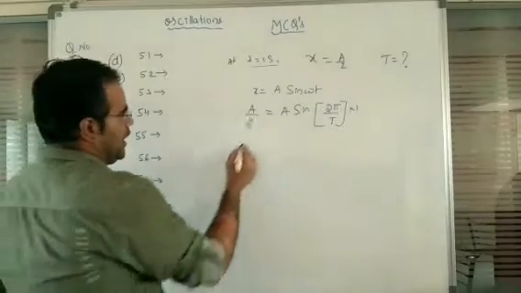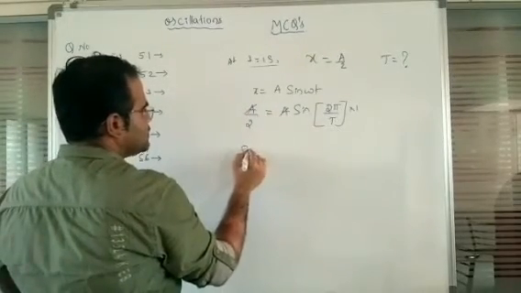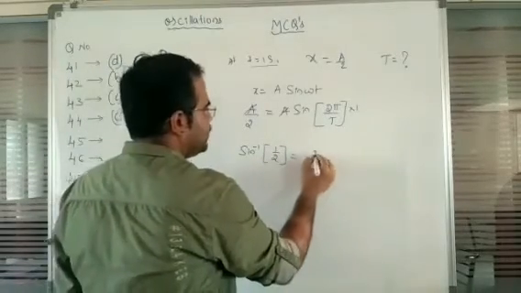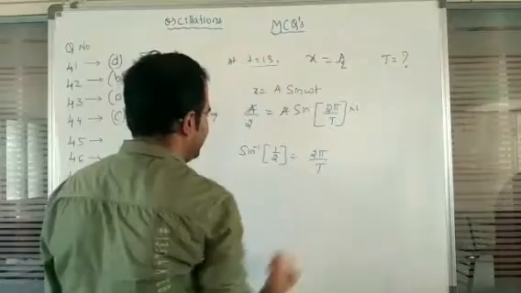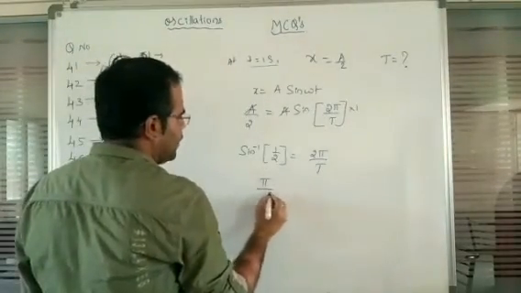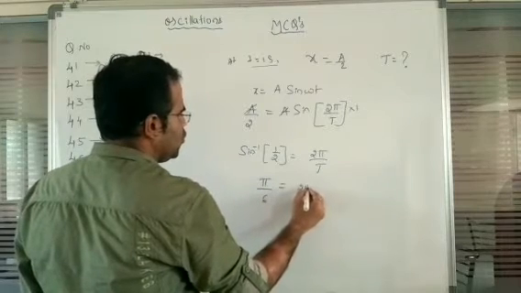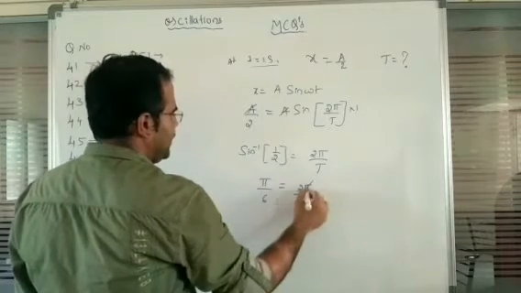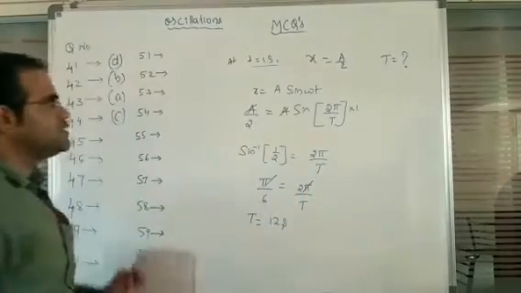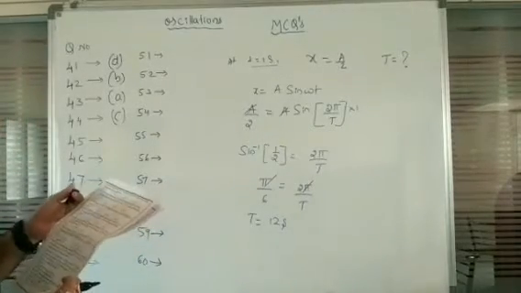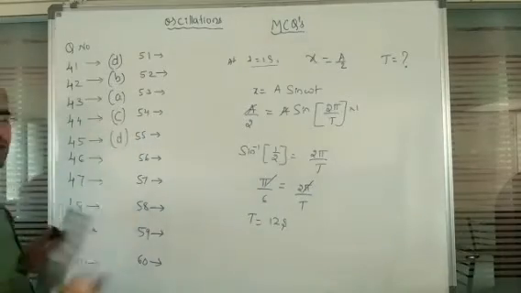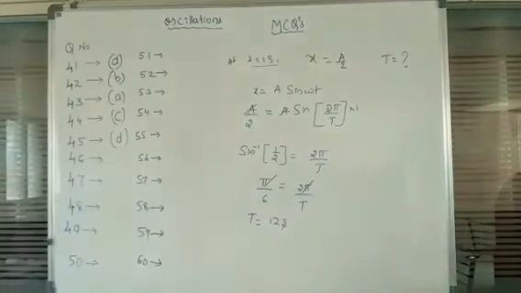In that one, again a and a cancel here. Sine inverse of 1 divided by 2 is equal to 2 pi divided by T here. Next, sine inverse of 1 by 2 will be pi divided by 6, which is equal to 2 pi divided by capital T. So these two will get cancelled. So T is equal to 12 seconds. So for question number 45, the option is D, the fourth option.